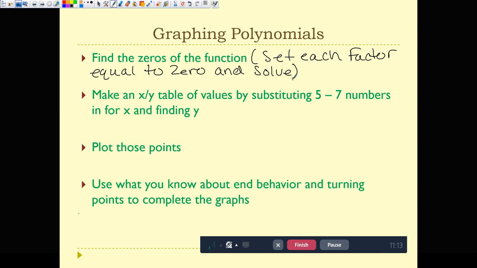Okay? On your test, the question is going to be multiple choice, so you can probably figure this out by figuring out the zeros and the end behavior and turning points alone. You don't need to graph it, but later on you might have to, so that's what we're going to do.